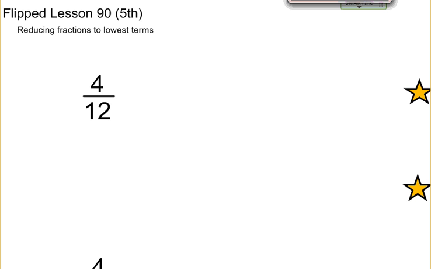Today we're going to continue working with reducing fractions, and this time our focus is to not just reduce them, but make sure we get to the lowest possible reduced fraction, also known as lowest terms.